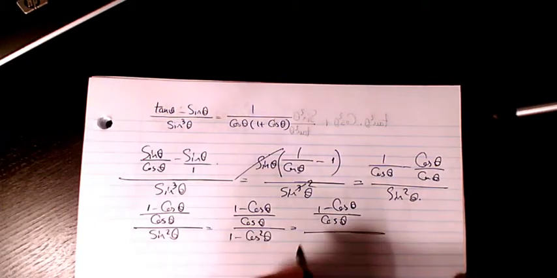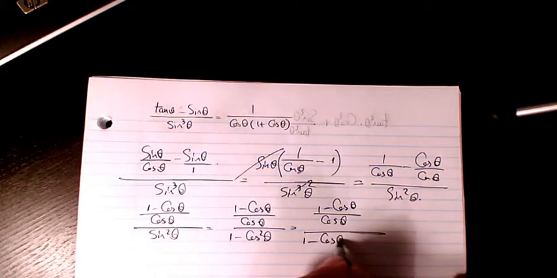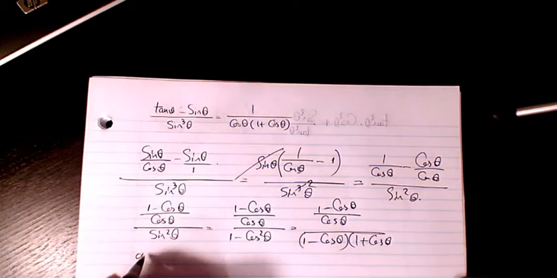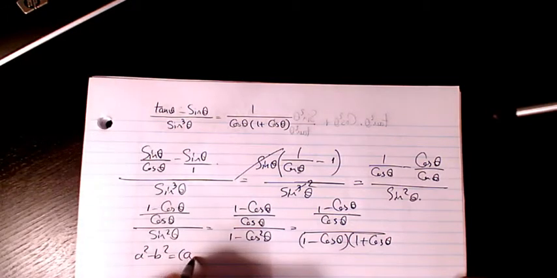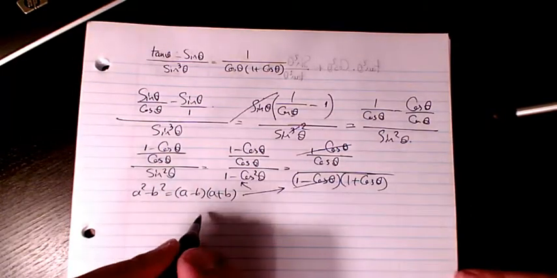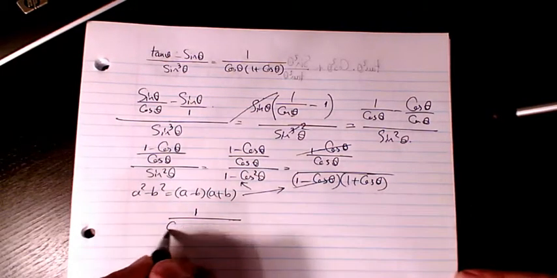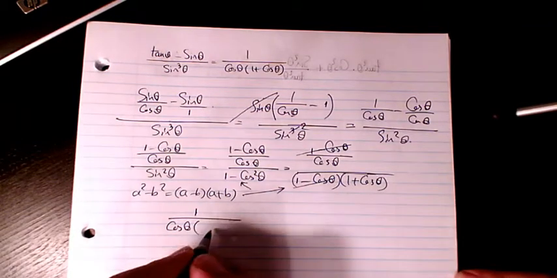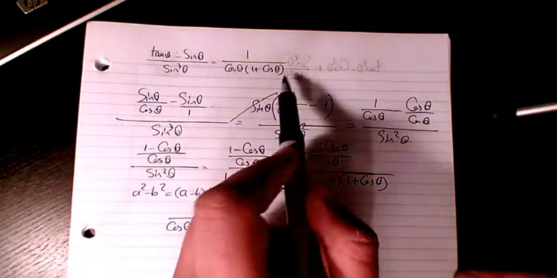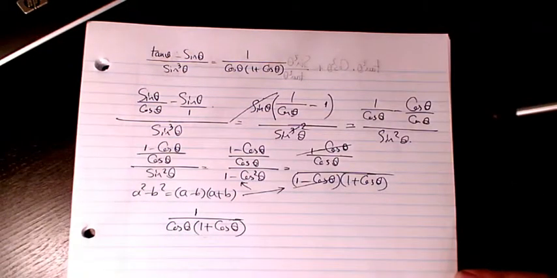Here I have a difference of squares. I factor it like that: 1 minus cosine times 1 plus cosine. You know a squared minus b squared equals a minus b times a plus b. I use the same technique in here, from here to here. Then after that you can cancel these two because they are the same thing. And then it becomes 1 over cosine theta times 1 plus cosine theta. So as you see here, that's exactly what you see on the right hand side of the equation.